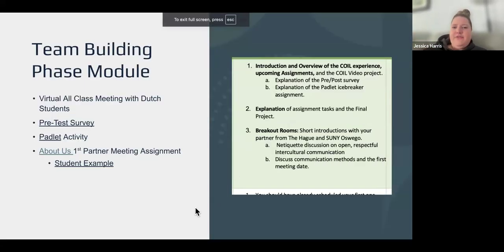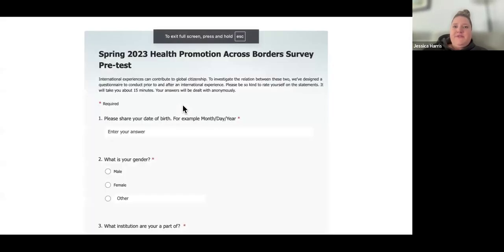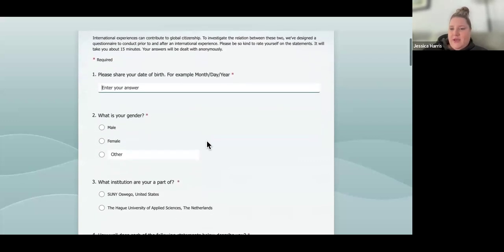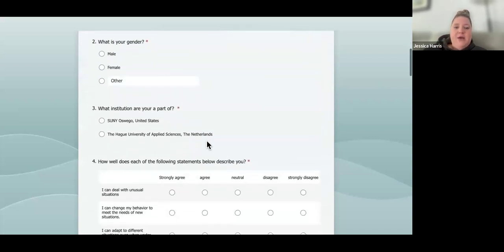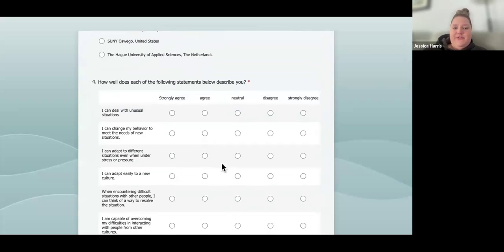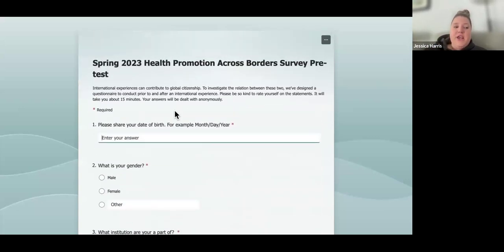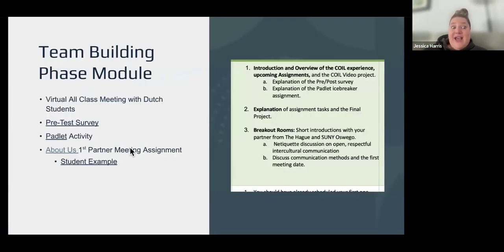So team building, that first phase, is a virtual all-class meeting with Dutch students. We do have them taking a pre-test survey in that first meeting. That pre-test survey starts with specific questions from PISA, which is a global competency survey that's been internationally refined. We do have them start to answer questions about self-efficacy: how do they think they're doing already in their global experiences? And we use this pre-test to then compare to the post-test at the end to gather data.